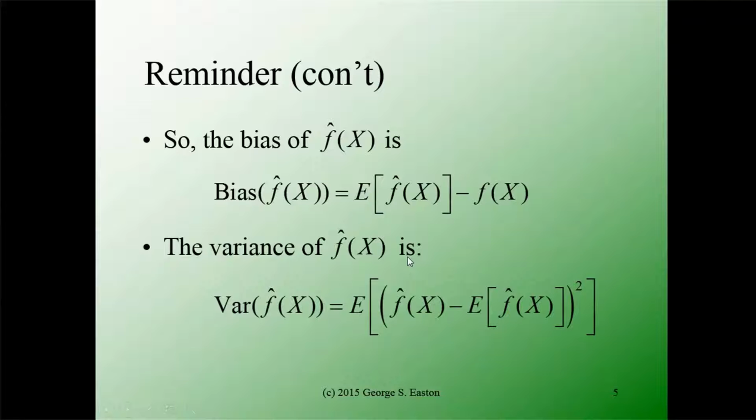Similarly, the variance of f hat of x, just plugging f hat of x into the definition of the variance. The variance of f hat of x is just going to be f hat of x minus its expectation. You take that difference and square it, and then you take the expectation of that squared difference. That's going to be the variance of f hat of x.